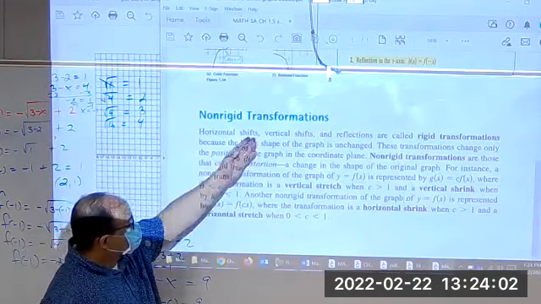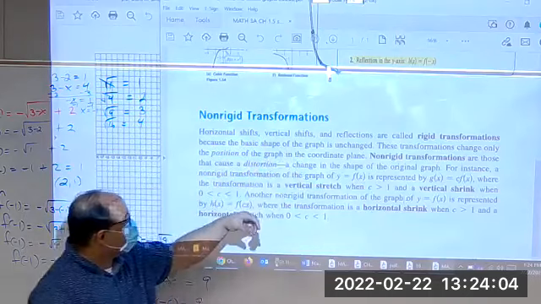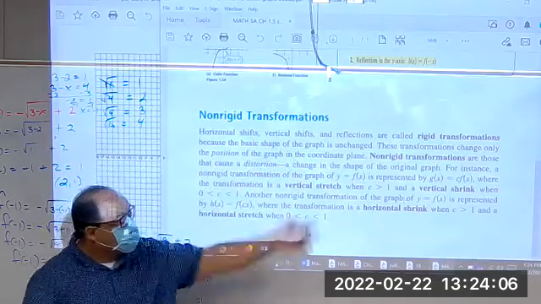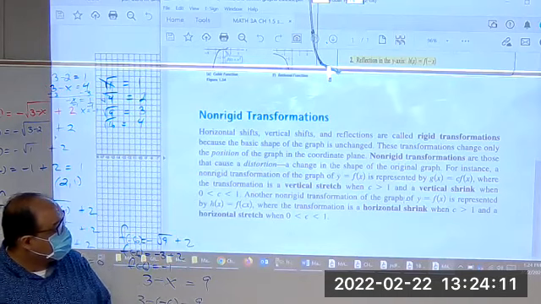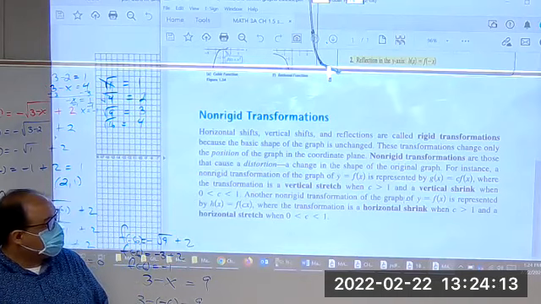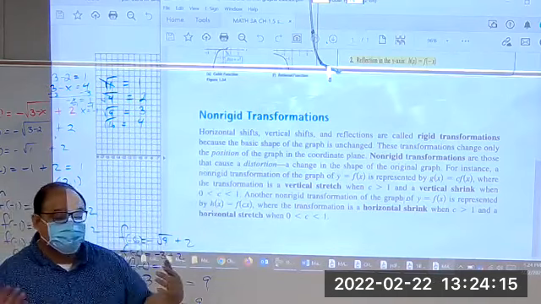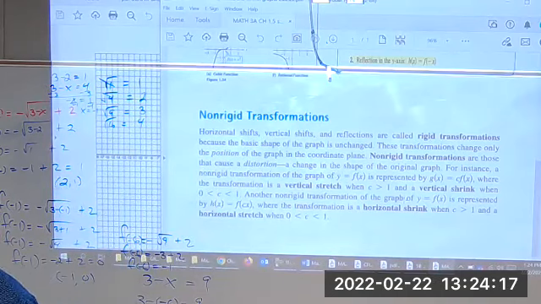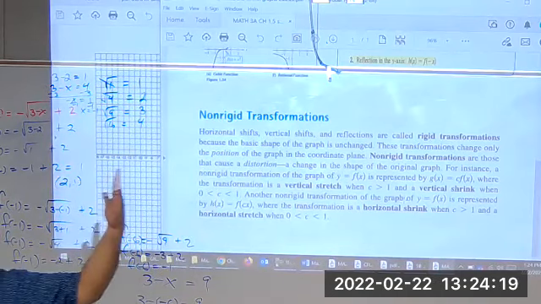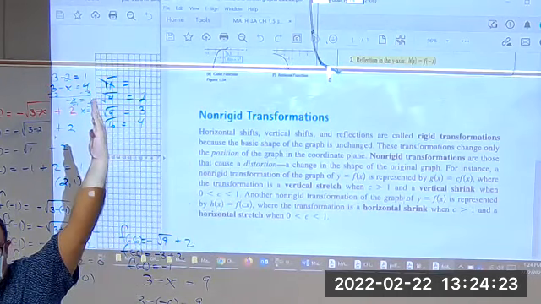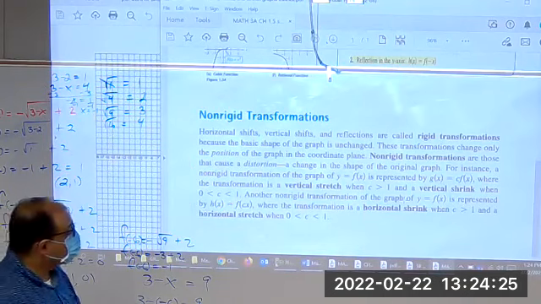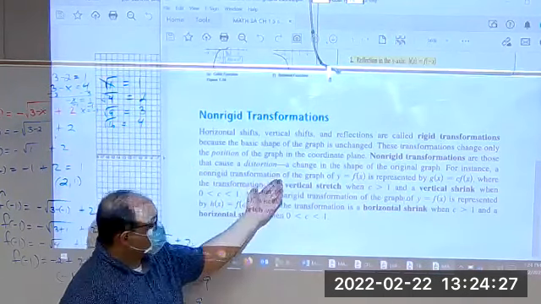Horizontal shifts, vertical shifts, reflections are called rigid transformations because the shape of the graph is unchanged. These transformations change only the position of the graph in the coordinate plane. Non-rigid transformations are those that cause a distortion. Okay, 1 times x squared, 1/2 x squared, 2 times x squared. A change in the shape of the original graph.